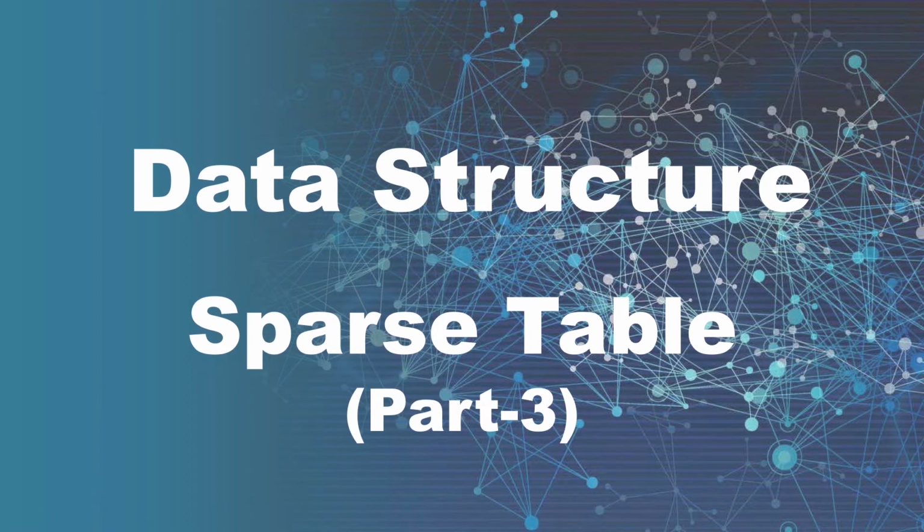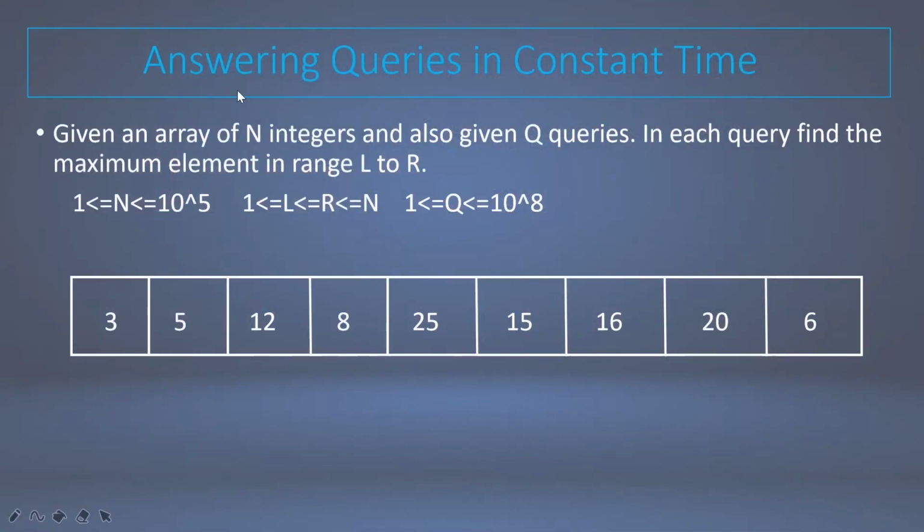So what can we do then? Let's see. Suppose this is the array we're given, and the size of the array is small, 10 to the power 5. We can do the pre-processing by using a sparse table in the same way as the previous video. But the number of queries can be at most 10 to the power 8, so we can't do O(log n) time per query as in the previous video, right? So we have to do some optimization then. What optimizations can we do?